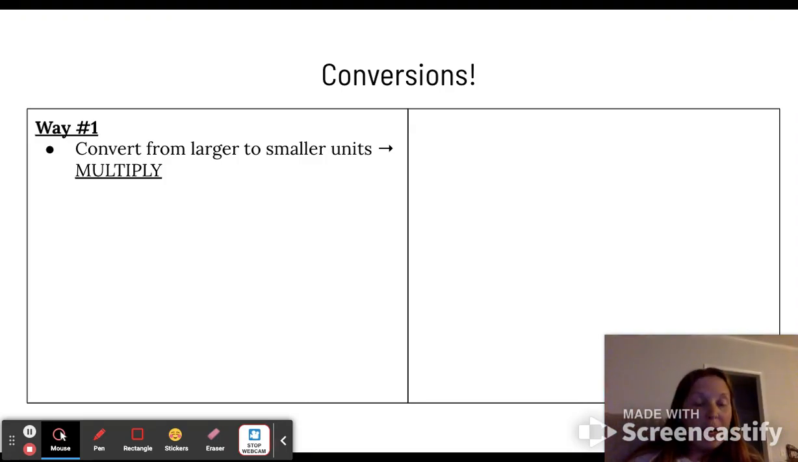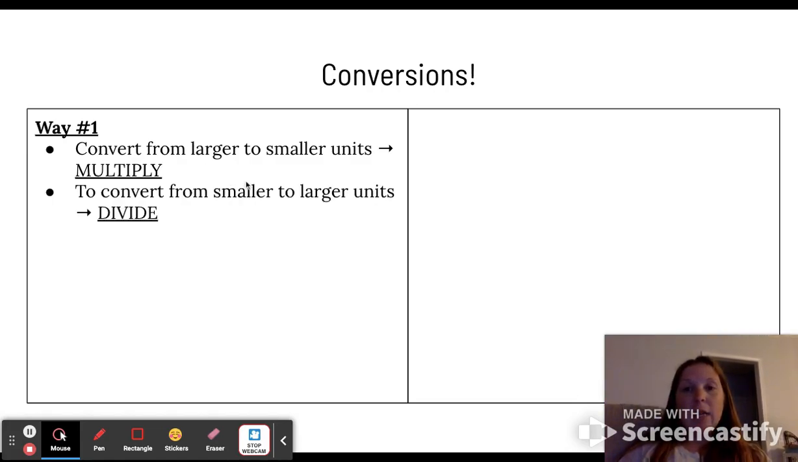So 1 kilogram is equal to 1,000 grams. Grams are smaller, so they get a bigger number, but those values are actually equal. Then if you need to go from a small unit to a larger unit, you're going to divide by however many powers of 10 you need.